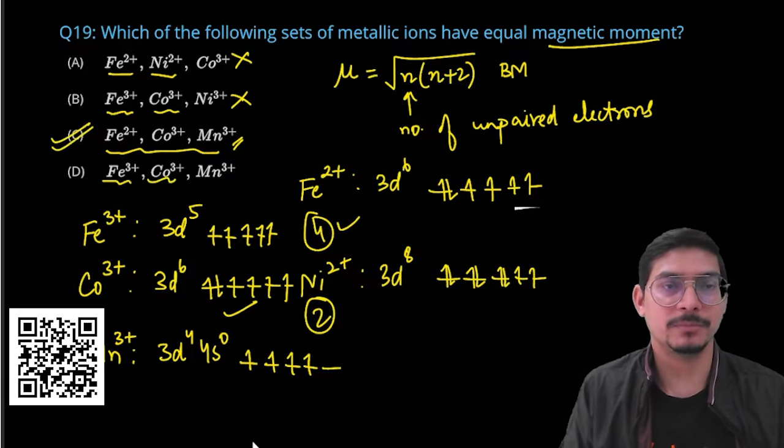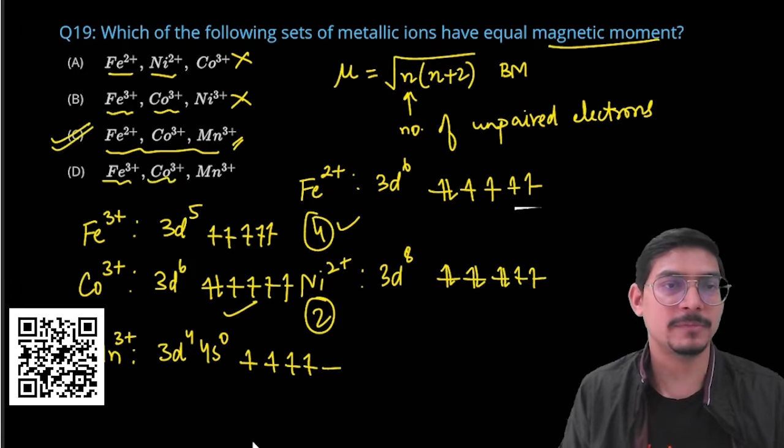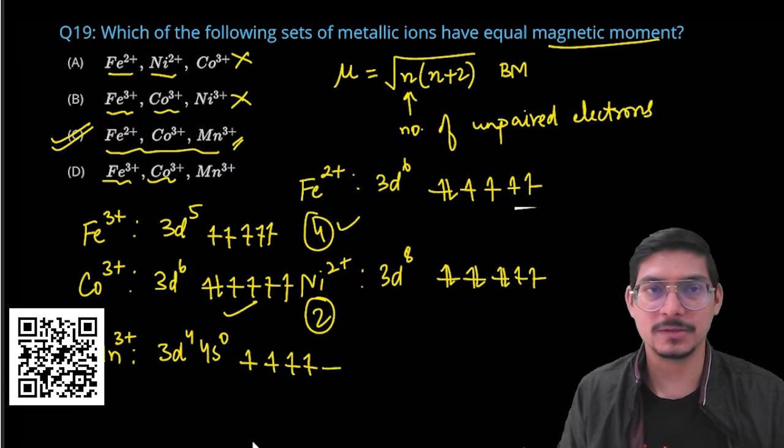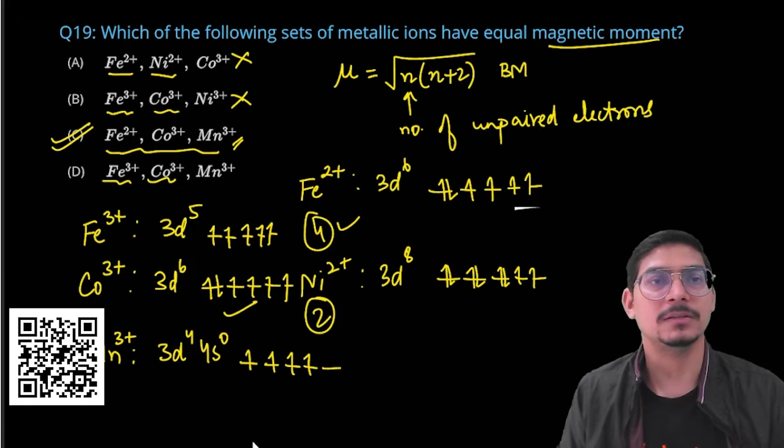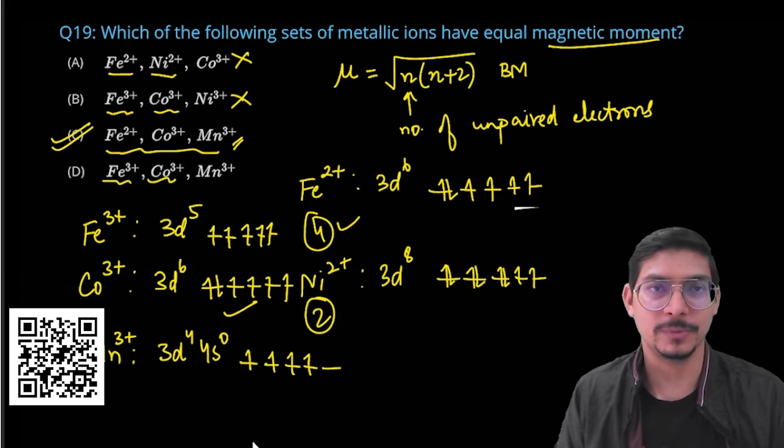Fe3 plus and Co3 plus again would not have the same number of unpaired electrons as we have already determined. So option C in this question, all the 3 ions have the same number of unpaired electrons and will be expected to have similar values of the spin-only magnetic moment. Thank you.